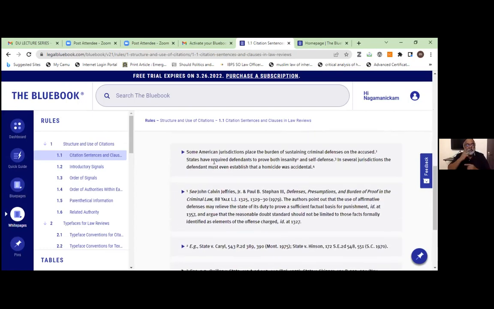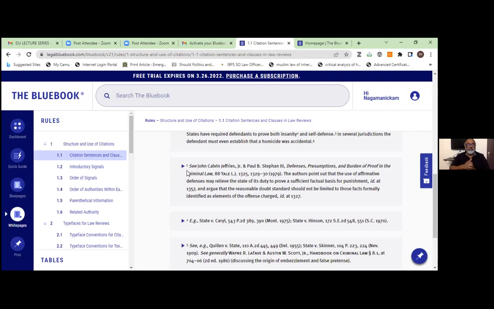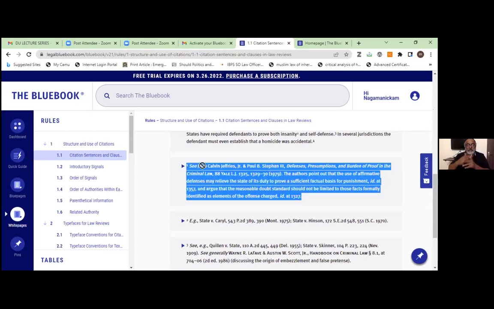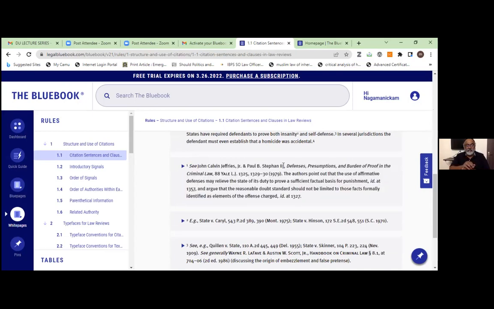Here, let's take an example of this. Here it's saying John Calvin Jeffries Jr. and Paul B. So this is the name of the author. Starting from John till Stephen, it is the names of the authors. Defenses, presumptions, and burden of proof. This is the name of the article. And then comes your page number. 1325 is the page number.